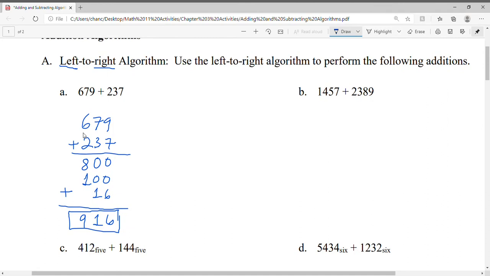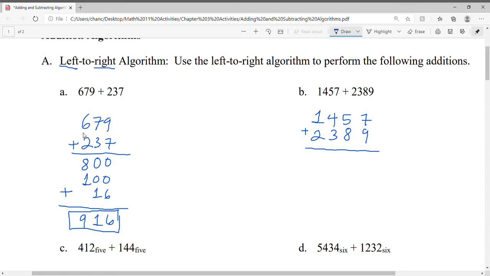For part B, we'll do the same process. Please pause the video and attempt to do this problem with the left to right algorithm also. Hopefully you have tried the problem on your own. Let's do it together.